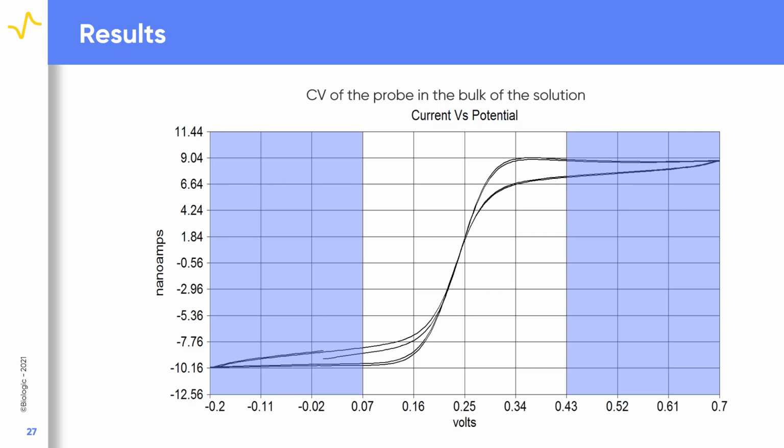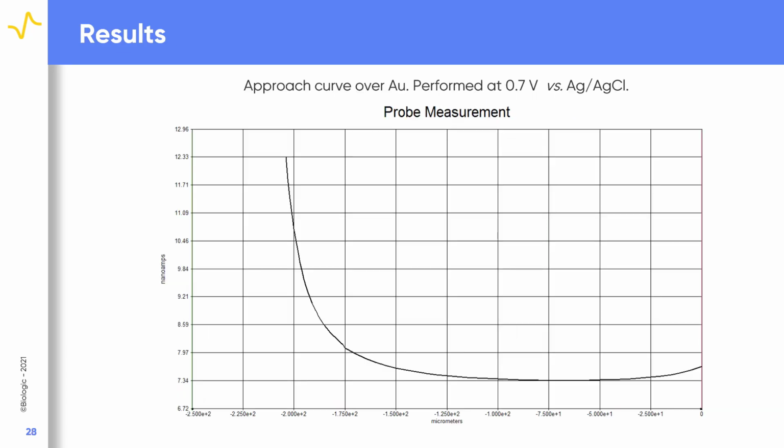Even if you know the best potential to work at, a CV should still be run to check the probe quality. If the CV shows lower current than expected, if the shape does not match that shown, if the slope is very shallow, or if there is no signal measured, the probe either needs to be polished or replaced. After running the CV, the probe is approached to the sample.